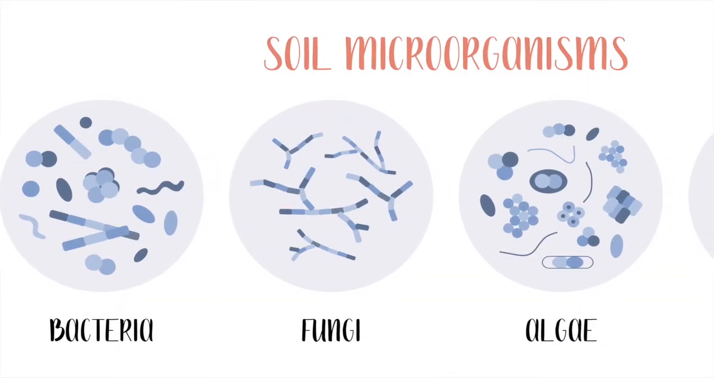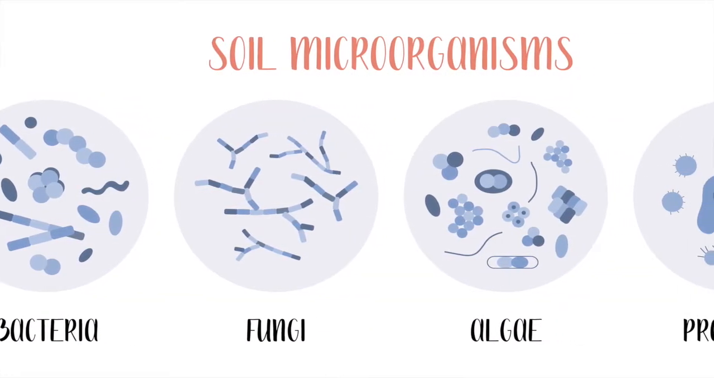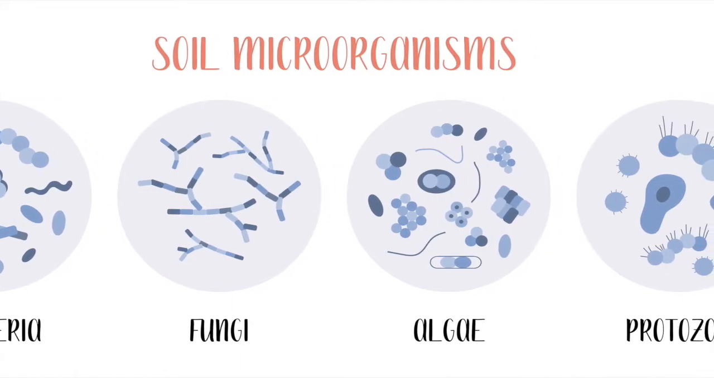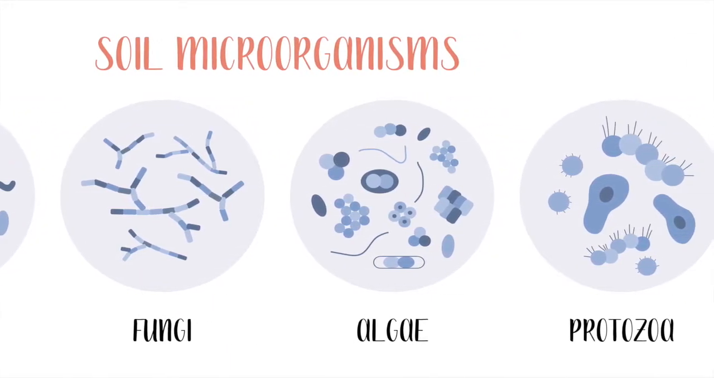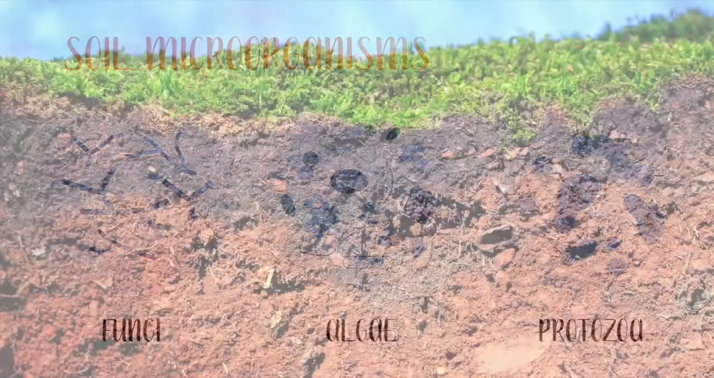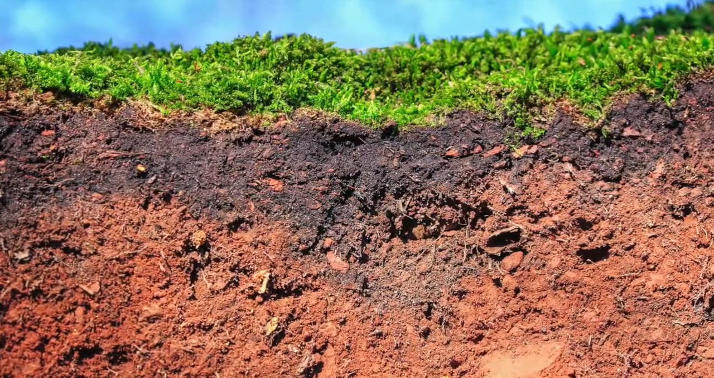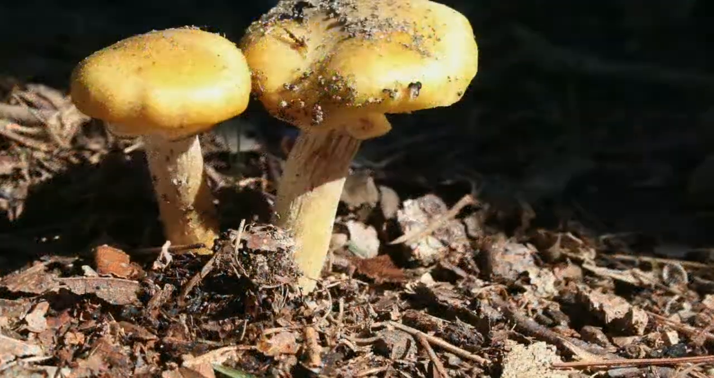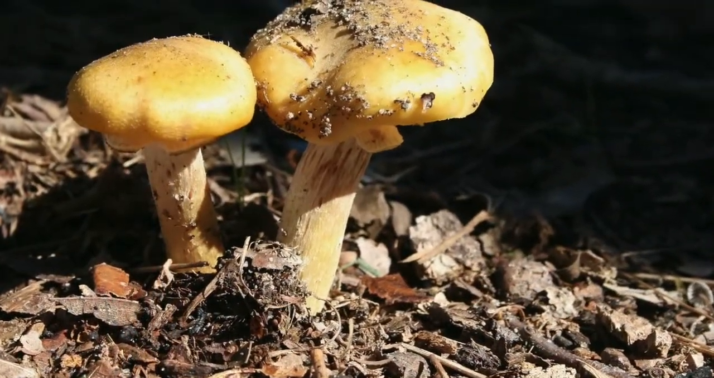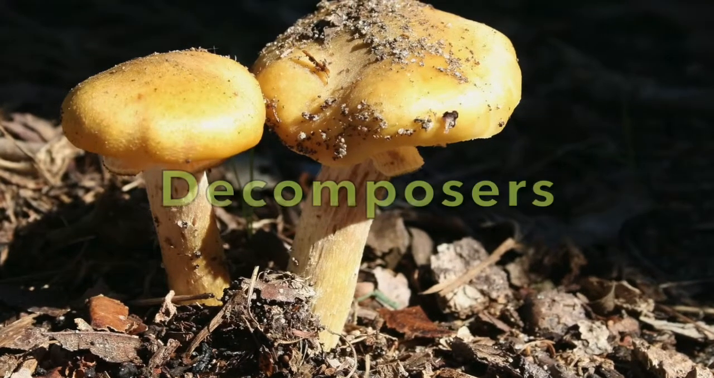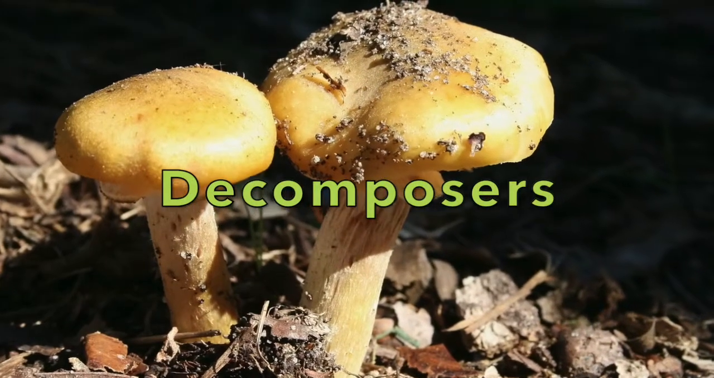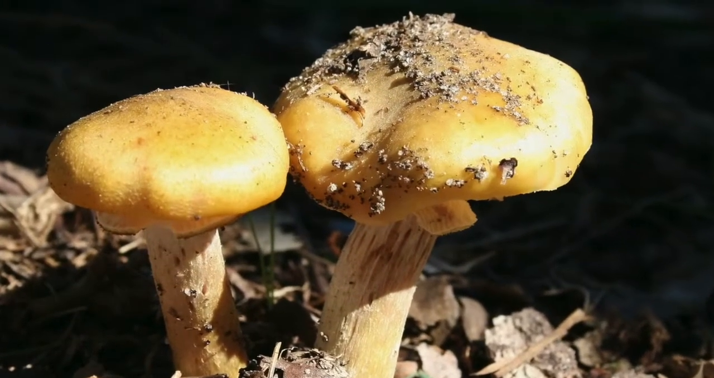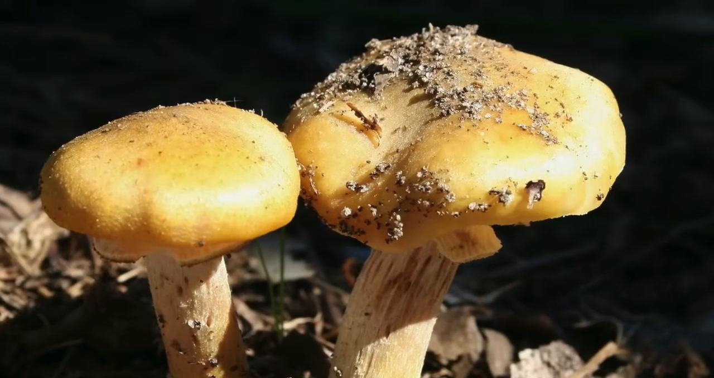Microbial cells have short lifespans, so there is a rapid population turnover. Many dead bacteria become part of the organic matter in soil. Topsoil typically contains between 1 and 6% organic matter. Soil organisms, such as bacteria and fungi, are decomposers. They break down organic matter in the soil to make nutrients available to plants.